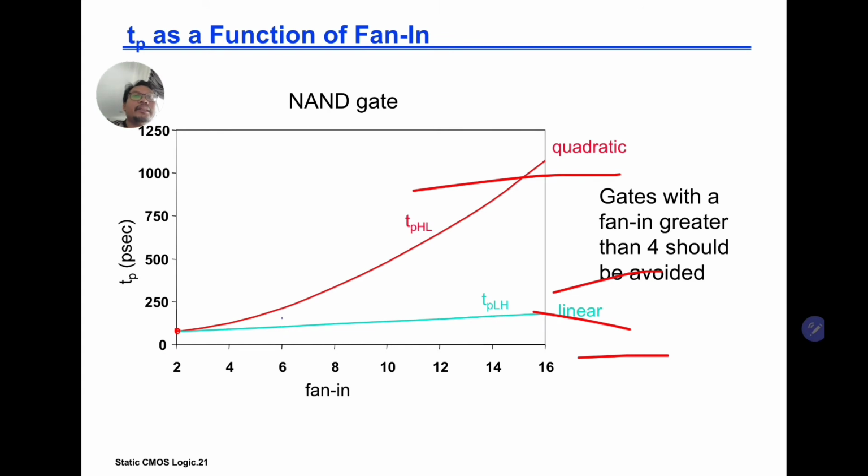Okay, so this is a NAND gate. If you have a 2-input NAND, your delay is around 120 picoseconds, and then as you increase the inputs, for example, if you have a 14-input NAND, your delay is quite big there. It increases quadratically. So gates with fan-in greater than 4 should be avoided.